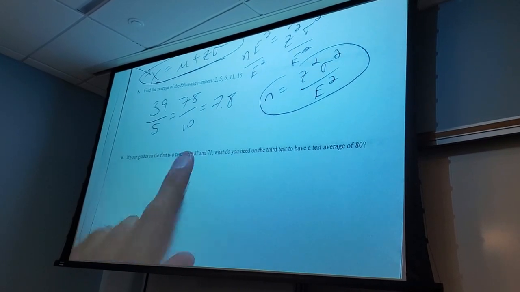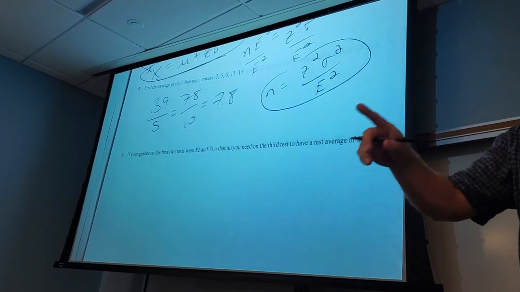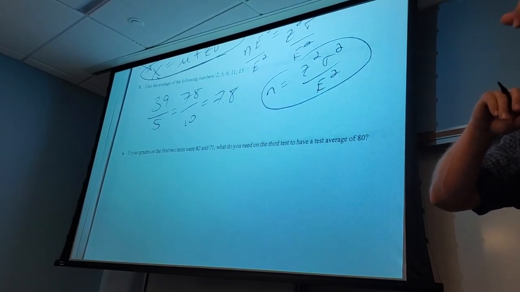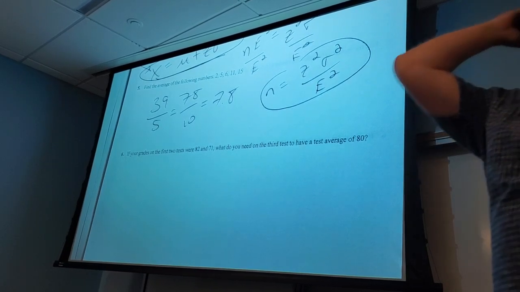Okay. What about number 6? I oversaw some people doing some good stuff. Who thinks they got the answer for number 6? Yes. What'd you do? Just added 82 plus 71 plus x, over 3, equals 80.